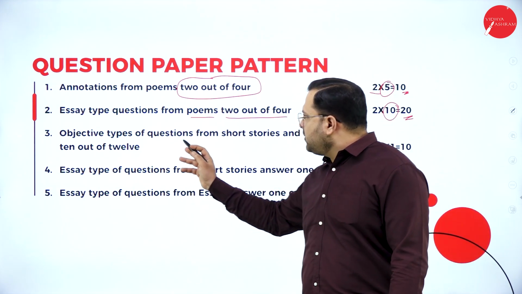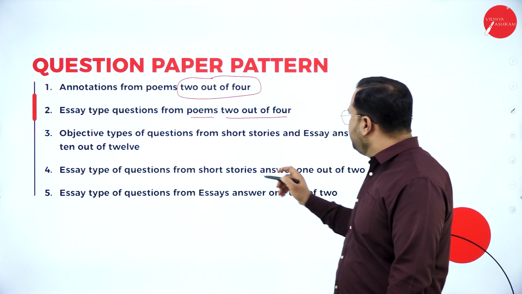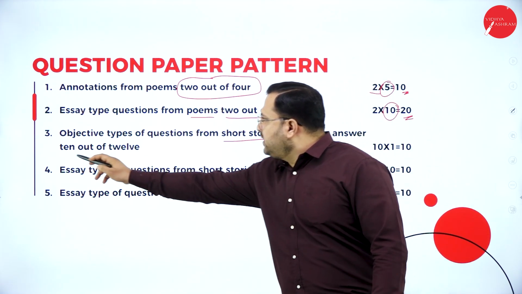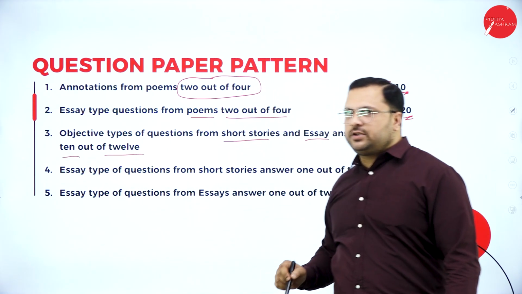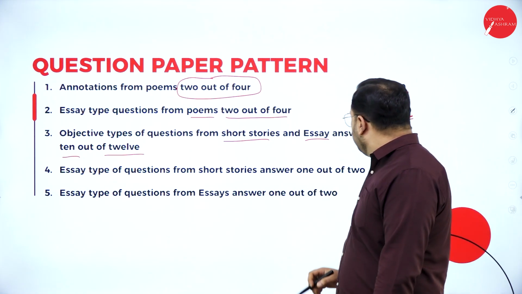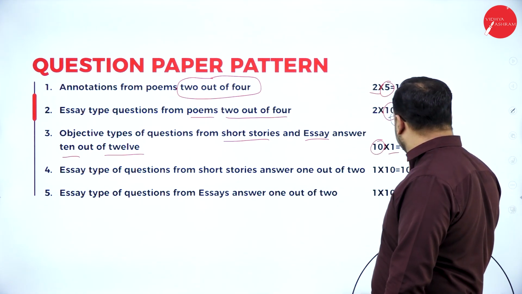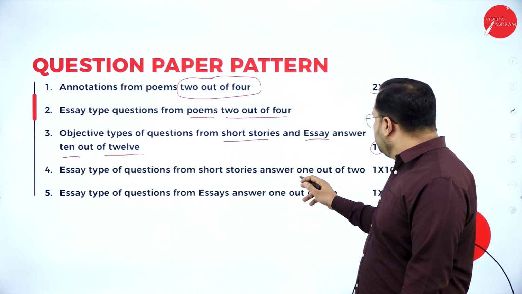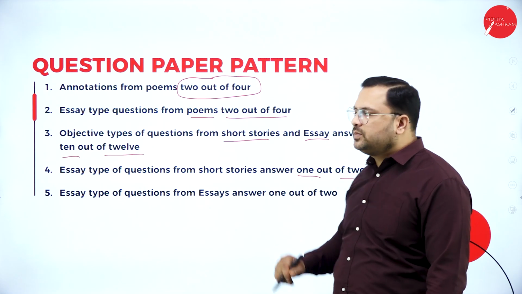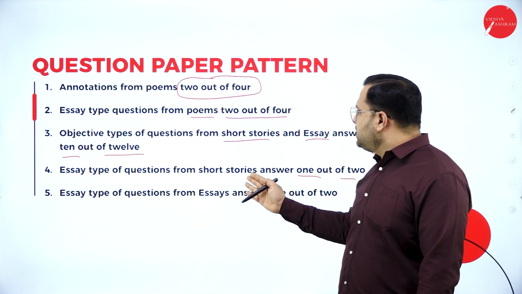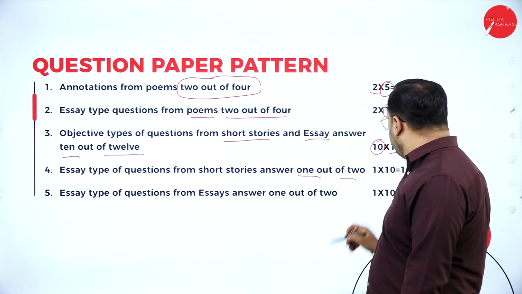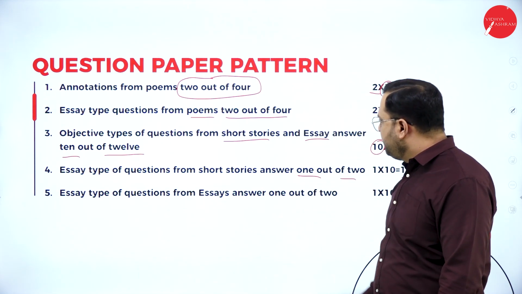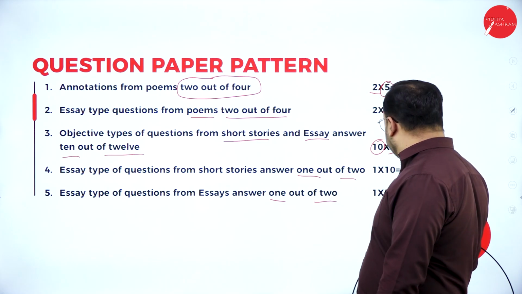Then objective types of questions from short stories and essays. You have to answer 10 questions out of 12 questions. You will have choice here as well. So 10 questions into 1 mark, 10 marks. Essay type questions from short stories. Answer 1 out of 2. You will be given 2 questions from short stories and you have to answer 1 and you will get 10 marks. And essay type of questions from essays, you have to answer 1 out of 2, which will carry 10 marks.